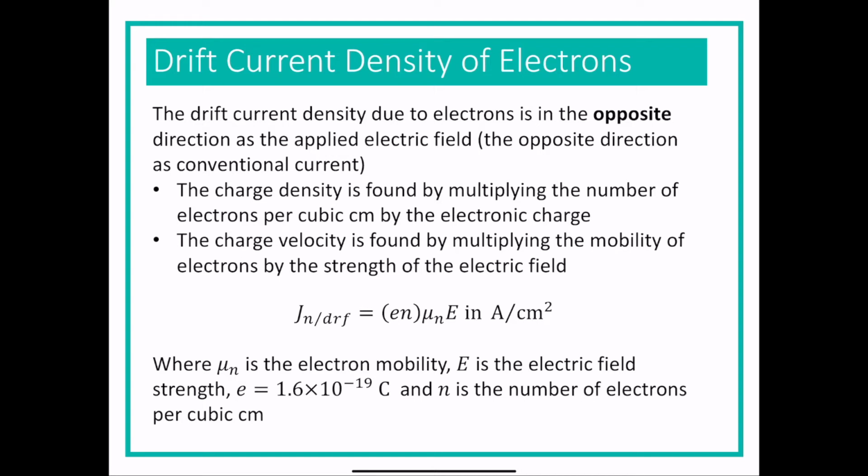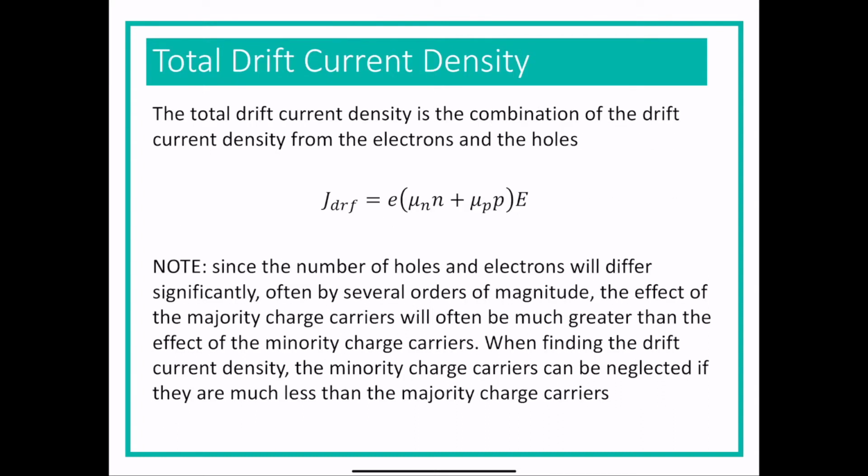Therefore, the total drift current density is just the combination of the two. And that's it. We just add them together. So the charge of the electron and the strength of the electric field are part of both, so they're just there once. And then we just take the mobility of the electron times how many we have, plus the mobility of the holes times how many we have.